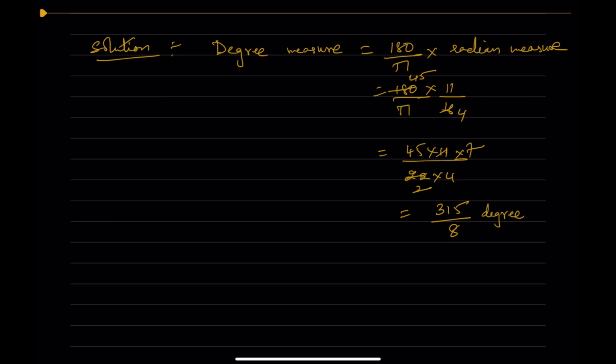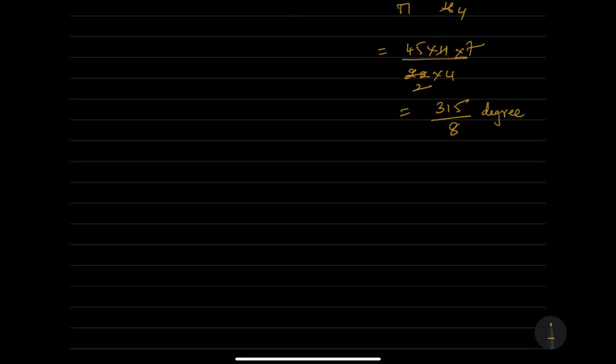315 by 8 can be written as: 315 divided by 8, 8 3s are 24, so you are getting 75. 8 9s are 72, so you are getting remainder 3. So this is equal to 39 3 by 8 degree.